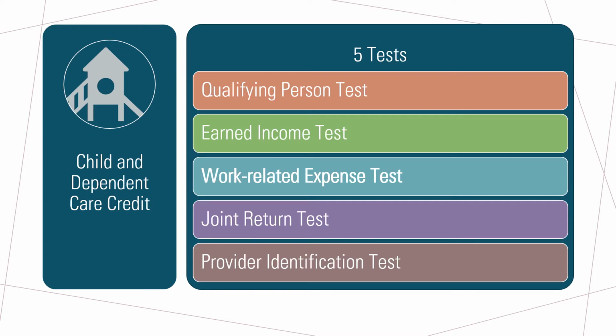So in order to claim this credit, there are going to be 5 tests that our taxpayer has to pass, 5 hurdles. So there's the qualifying person test, there's the earned income test, the work-related expense test, the joint return test, and the provider identification test. So let's kind of take these one by one and see what they mean.